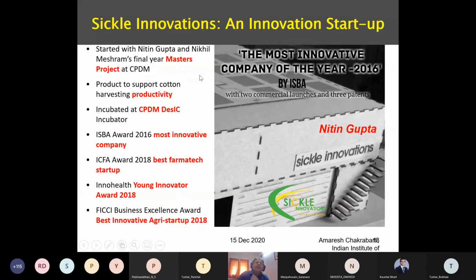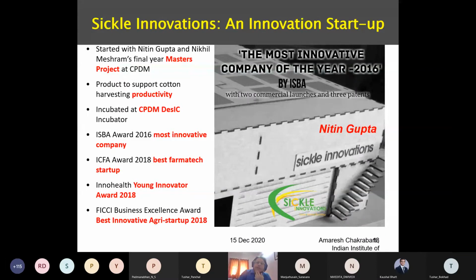What is it that they had done? Originally, they did their master's project at our department, Center for Product Design and Manufacturing. They wanted to improve the cotton harvesting productivity of people. Typically this cotton harvesting happens in a very small time window. They have to go and pick up the cotton, and this is not very efficient. It takes time and not all the cotton is picked up. So they wanted to improve both. Can we pick up more cotton in less time?